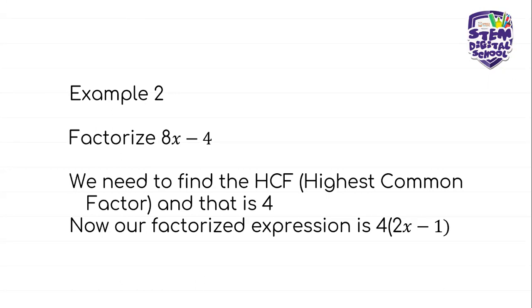The reason being, if you take out 4 there as the highest common factor, in the first term you'll be left with 2x. Why 2x? Because if you multiply 4 by 2x, what do you get? You get 8x. The second term, it will be 1, because if you multiply 4 by 1, you get 4.